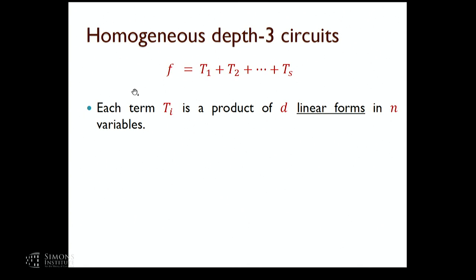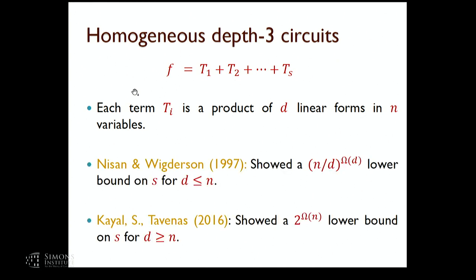So a homogeneous depth-four circuit computes a polynomial f as a sum of s terms. Each term is a product of d linear forms in n variables. We'll call such a circuit an (n,d,s) homogeneous depth-four circuit. And there are very good lower bounds known for this model. When d is less than n, there's a lower bound shown by Nisan and Wigderson, which is n to the omega(d). And even for higher d, like d greater than n, one can show an exponential lower bound. So for the whole range of d, from small d to 2 to the n, you have very good lower bounds, and these lower bounds are actually natural.